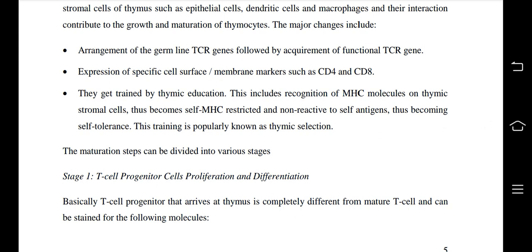They get trained by thymic education. This includes recognition of MHC molecules by thymic stromal cells, thus becoming self-MHC restricted and non-reactive to self-antigens, thus acquiring self-tolerance. This training is popularly known as thymic selection.